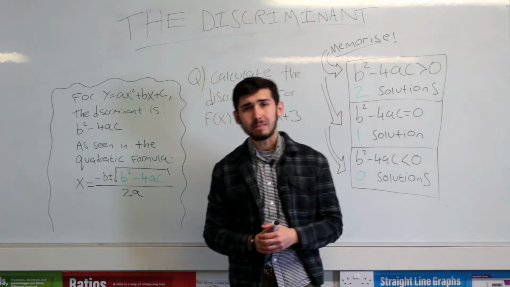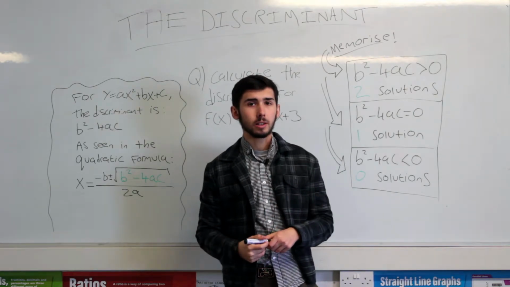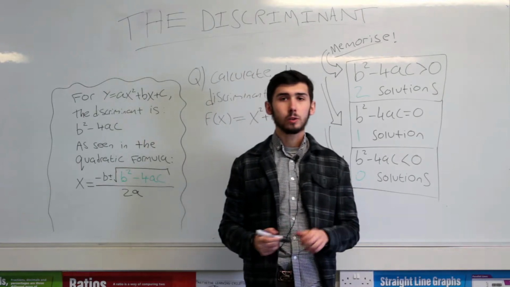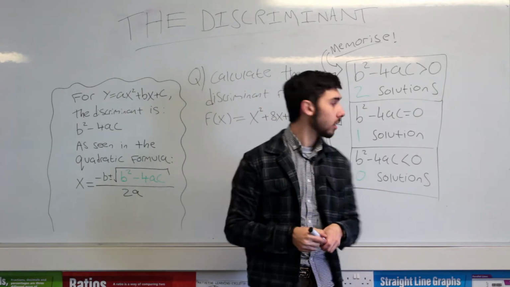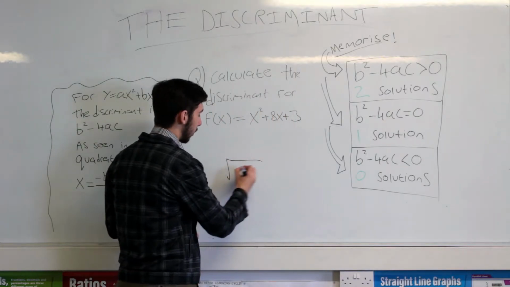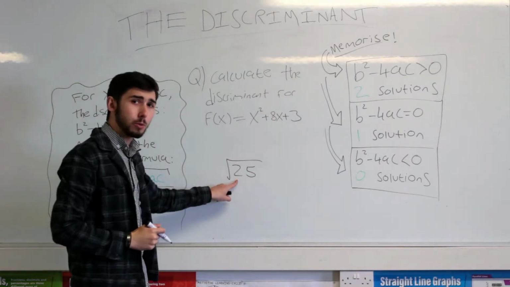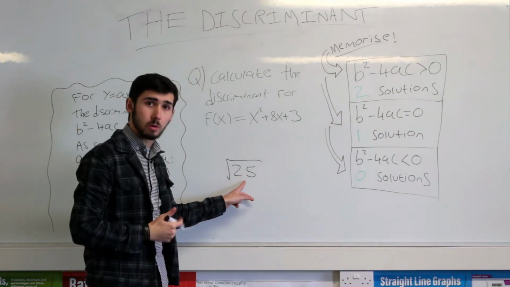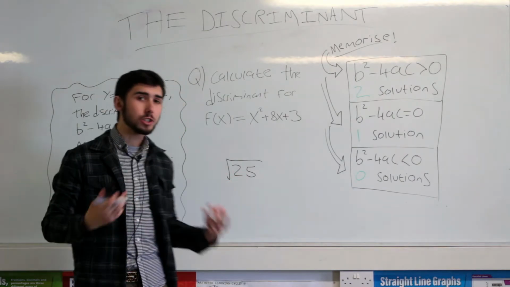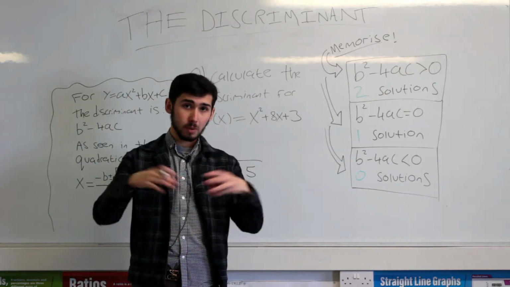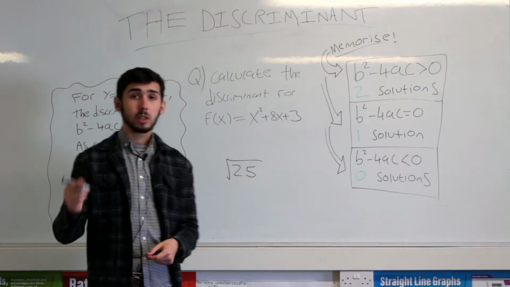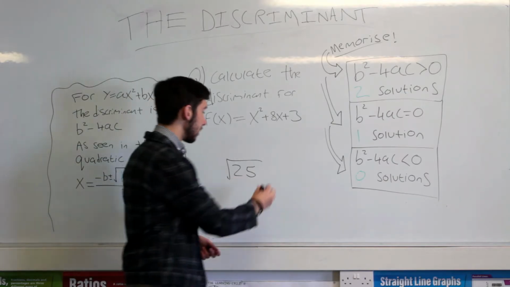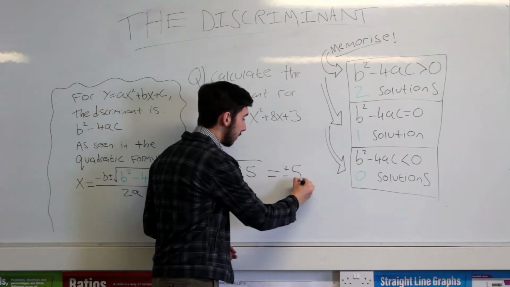Think about it. What does taking the square root mean? To take the square root of something is to basically ask the question, what number multiplies by itself to make what is inside the square root? So for instance, the square root of 25 is the number that multiplies by itself to make 25. Now what two numbers multiply by themselves to make 25? The answer is positive and negative 5. So you could say the square root of 25 is plus or minus 5, okay?